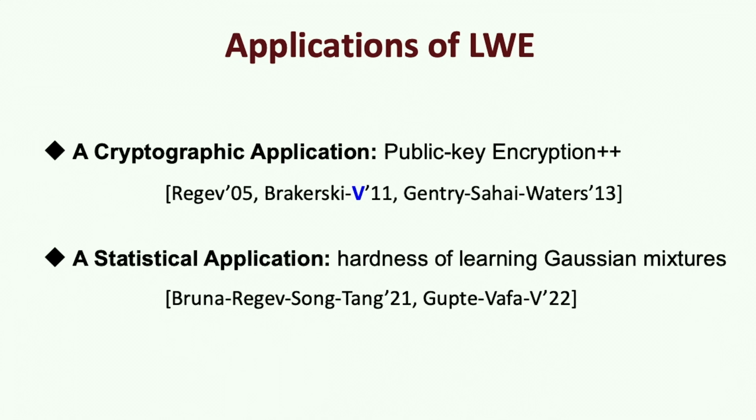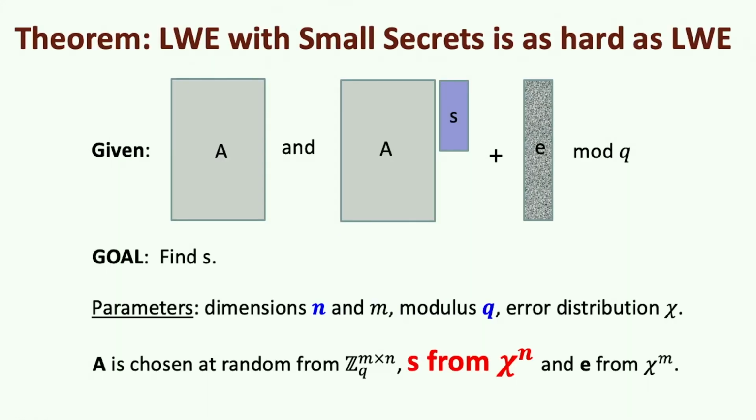I'll start with the cryptographic application. Before I tell you this application, let me tell you a cool theorem about LWE that is crucial to make this application work. Let me think about the LWE problem: A and A times S plus E. What we were talking about so far is where A is random, the secret S is truly random in Z_q to the n, and the error is small in one way or the other. The cool thing about LWE is that you can change some of these parameters around, and the problem remains as hard as it used to be.